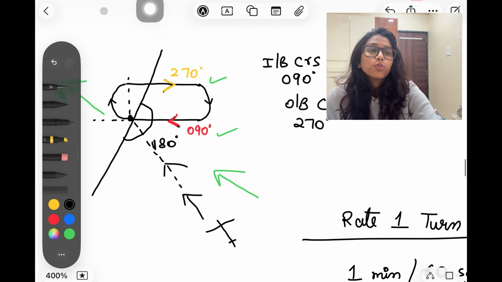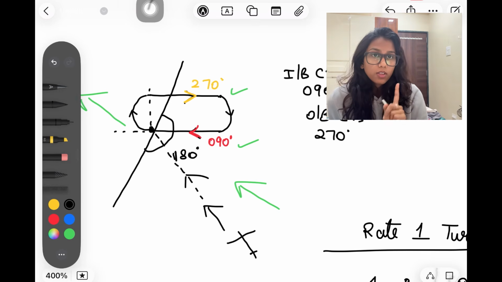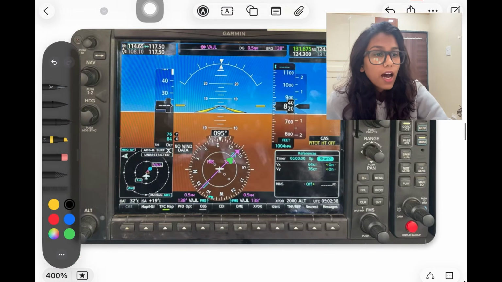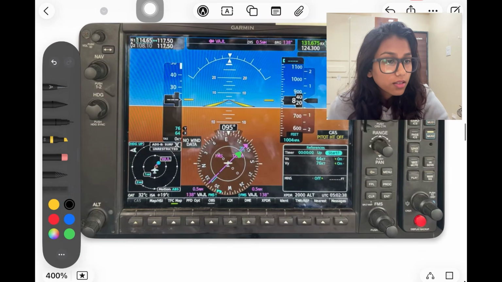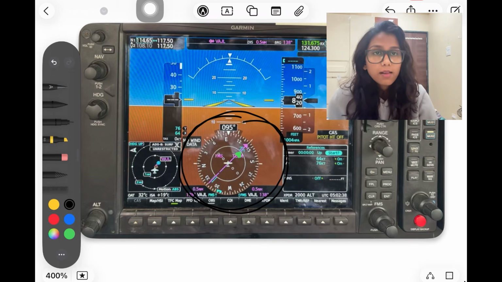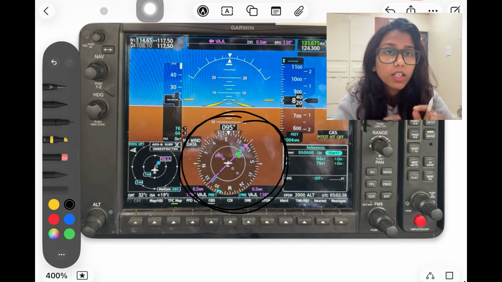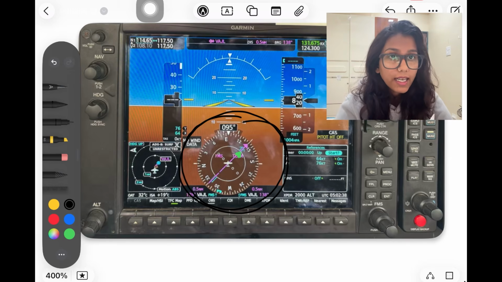So here we have to fly 1 minute, just 1 minute. And how do you know how to make a rate 1 turn? Again, the RMI here, this circle helps you. There are 2 ways to take a rate 1 turn. One way is by dividing the task by 10%, or I think it was 1%. I don't do that method because it is not very correct.